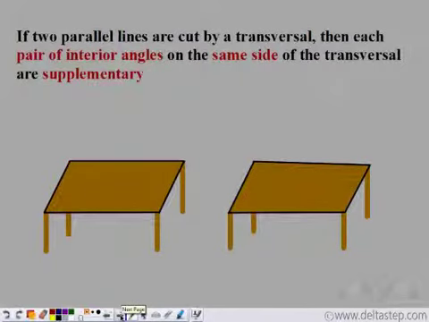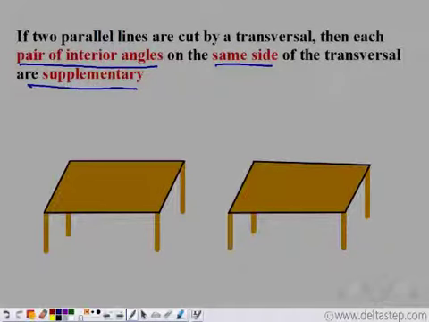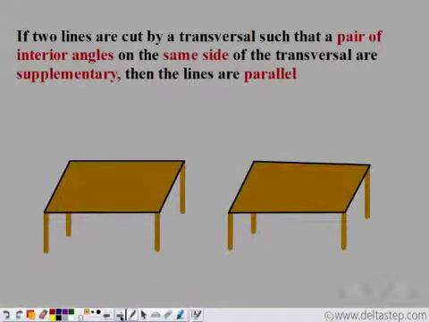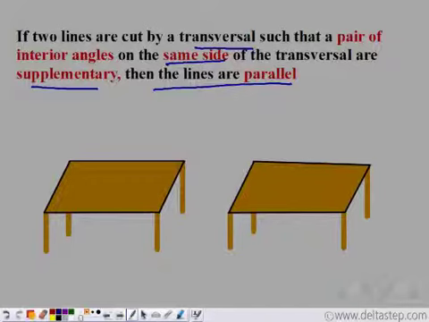Now we have learned that if two parallel lines are cut by a transversal, then each pair of interior angles on the same side of the transversal are supplementary. That is, they add up to 180 degrees. And the converse of this also holds. What does the converse say? Well, the converse says, if two lines are cut by a transversal such that a pair of interior angles on the same side of the transversal are supplementary, then the lines are parallel.